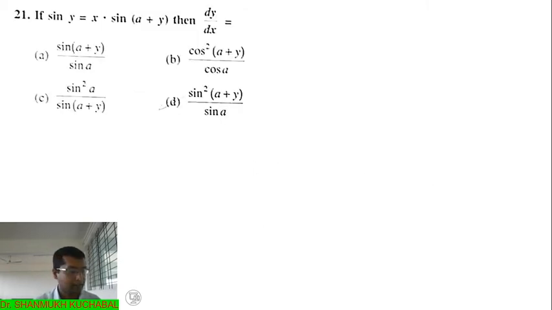So next, example number 21. Sin y equal to x times sin(a plus y). We have to find dy by dx. If you differentiate y with respect to x, the simplification takes too many steps here. So instead we differentiate x with respect to y. First I write the solution for x.